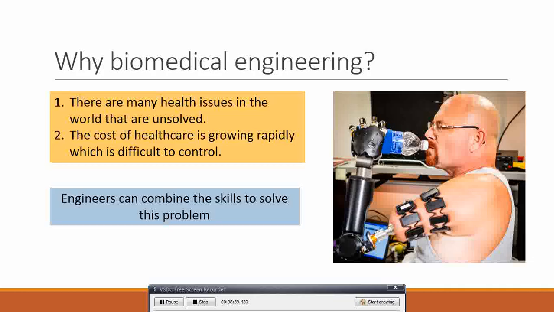So how? This is the design. So in front of us, it's already here. This is the design, basically known as an artificial hand. The hand which can grip, can carry the bottles, and then direct it to the person, so that he or she can drink water, can take food, and turn on and off a switch, and so on. So many things, right? And then the second is the cost of healthcare is growing rapidly, which is difficult to control.